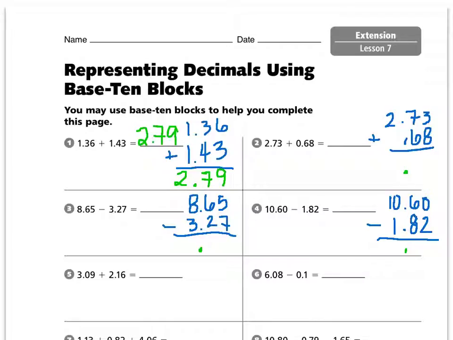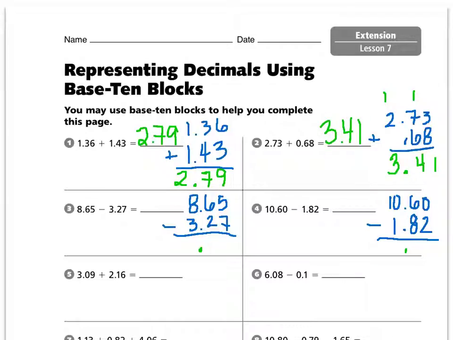For number 2, I have 3 plus 8, which is 11. 1 plus 7, which is 8, plus 6 more is going to be 14. Carry the 1. 1 plus 2 is 3. So I have 3 and 41 hundredths.